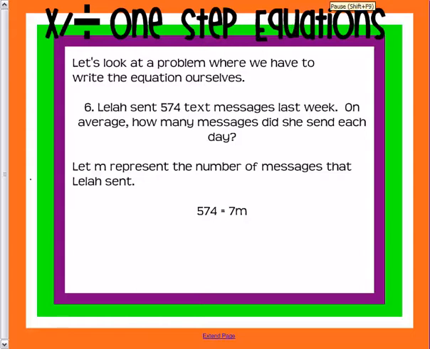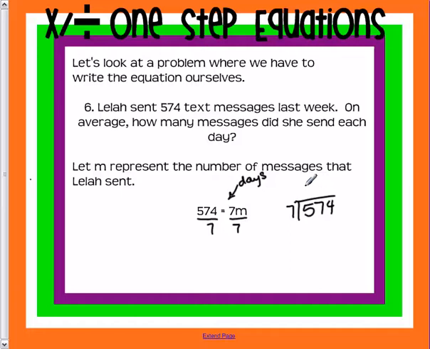If we look at it, she would send not 7 messages, but 7 days of messages. So that's where we get the 7. This represents the days of the week, and that represents the number of minutes each day. So if we divide by 7 on both sides, what do we get? Take 574, and we're going to divide it by 7. So if you don't have a calculator, long divide.